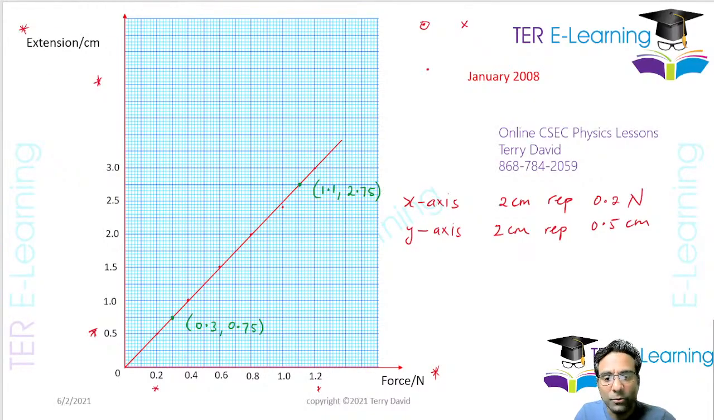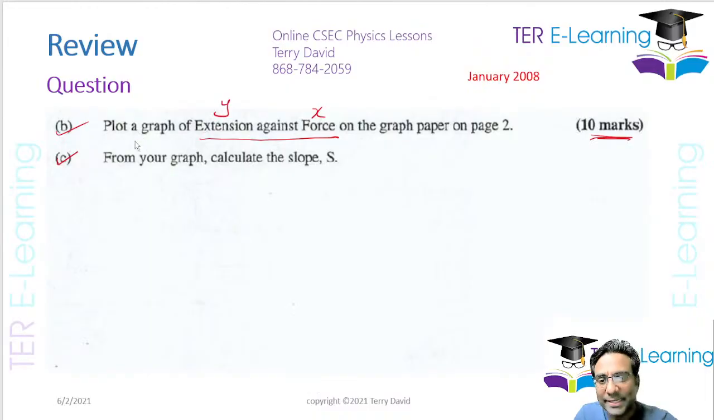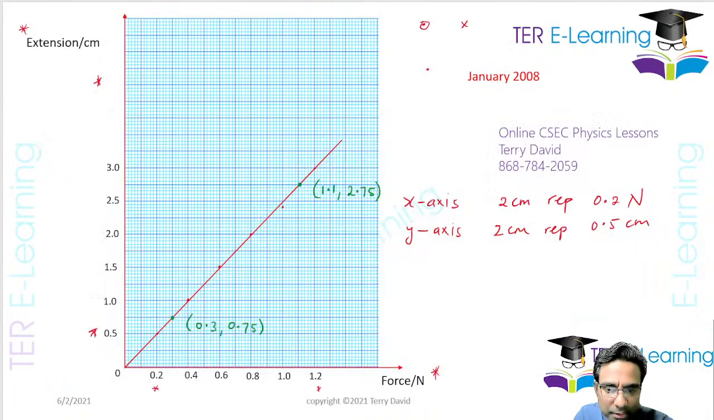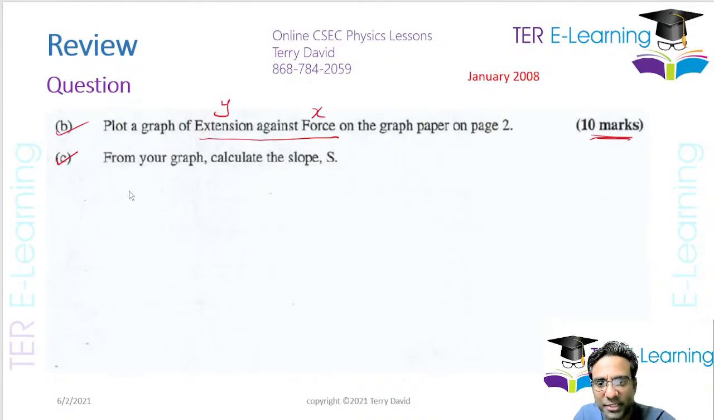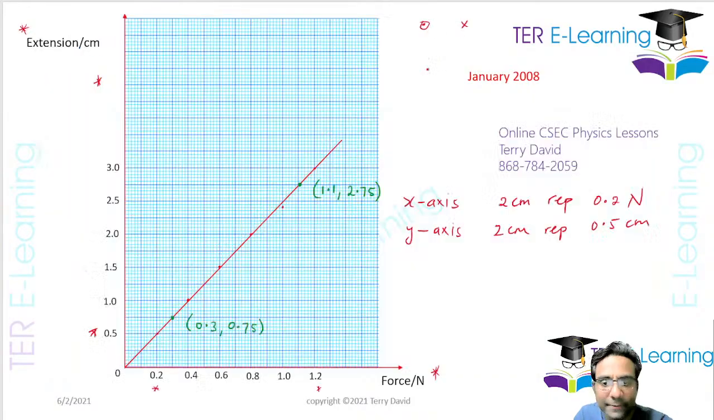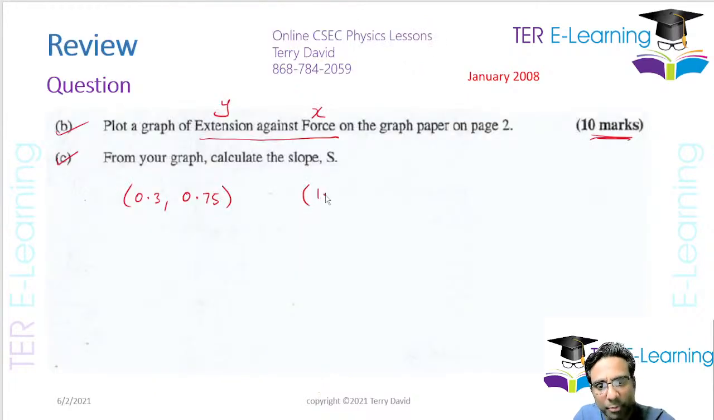Now let's go back here. What CXC expects us to do is to show what those points are that I'm using. So the first point is 0.3 comma 0.75. That's my first point. My second point that I've chosen on the line is 1.1 comma 2.75. So I've chosen 2 points.